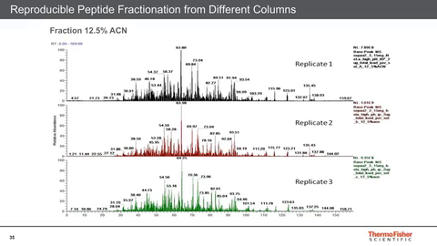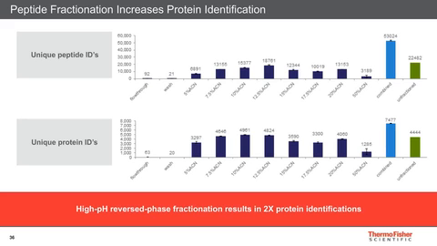Peptide fractionation using these devices is also highly reproducible. Here are 3 separate chromatograms of the 12.5 acetonitrile fraction that were processed using 3 individual spin columns. As you can see from the base peak chromatograms, they are virtually identical. When looking at individual peptides from different proteins, we observed less than 10% variation in the relative intensity among replicates.